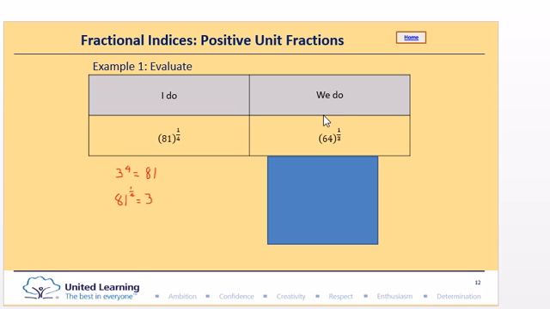For the we do, it's 64 to the power of a third. The power of a third means we find the 3rd root, or the cube root. So if you can find the cube root of 64, you can do this we do here. Please pause the video for a moment to allow time to work through.